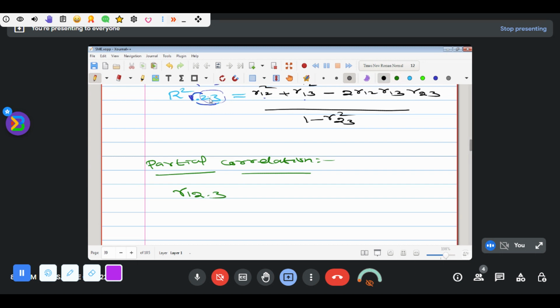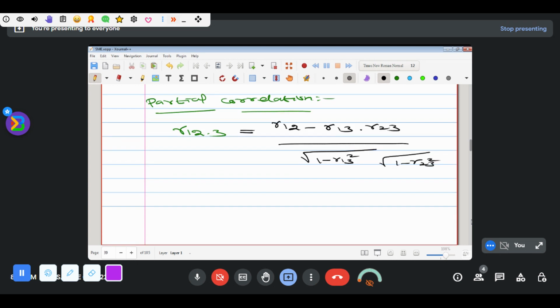Here r 1 2.3 equals R12 minus R13 into R23, divided by root of 1 minus R13 squared into root of 1 minus R23 squared. This is the formula of r 12.3. Similarly, we can write another formula. This formula is a repeated question, that is why I am writing it here: r 23.1.